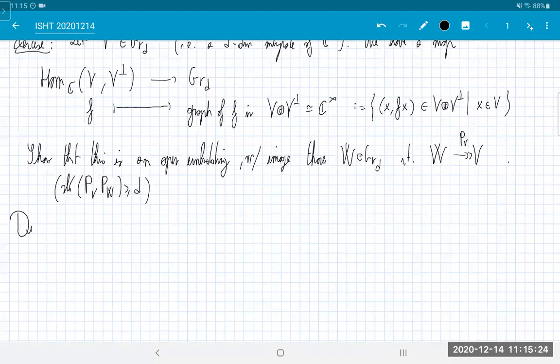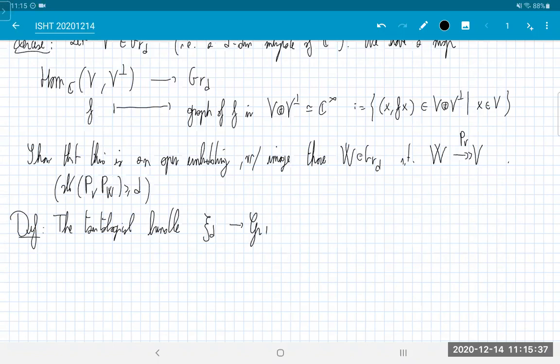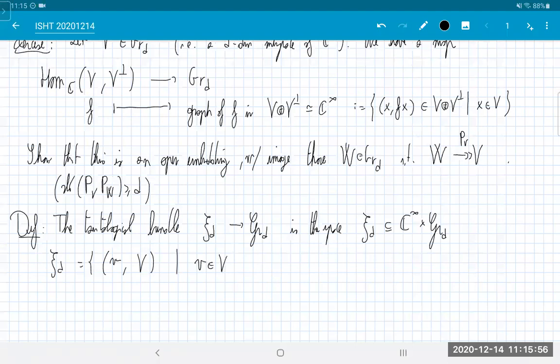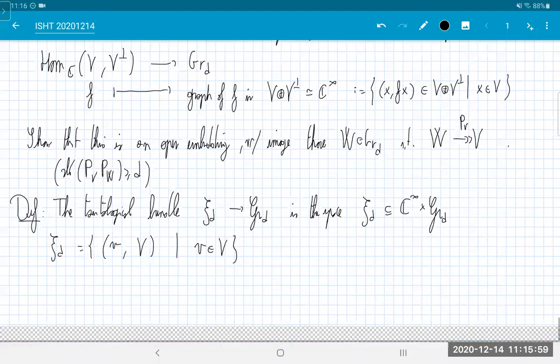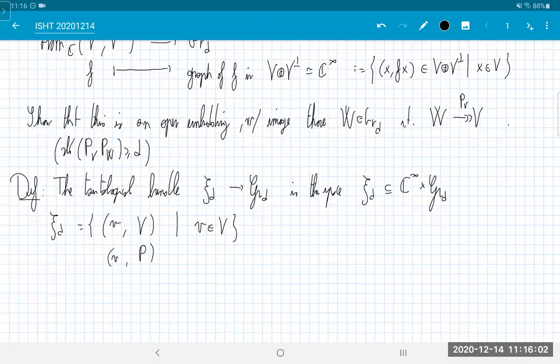So we have, definition, the tautological bundle psi_d over the d-dimensional Grassmannian is the space psi_d in C infinity times the Grassmannian, given by pairs (v, V) such that v is in V. Or if you want to think in terms of the projections, which is how I topologized it, I have this condition here. That's what it means to lie in the subspace.